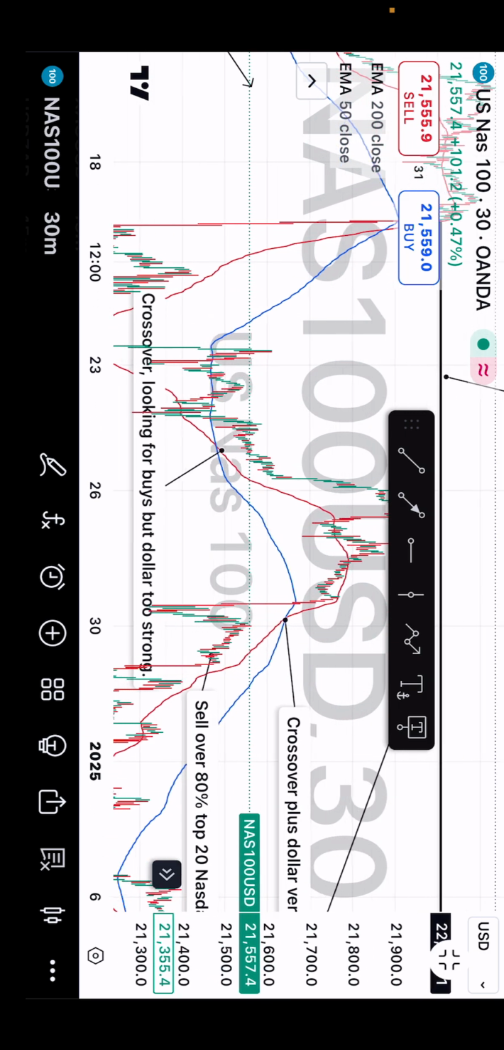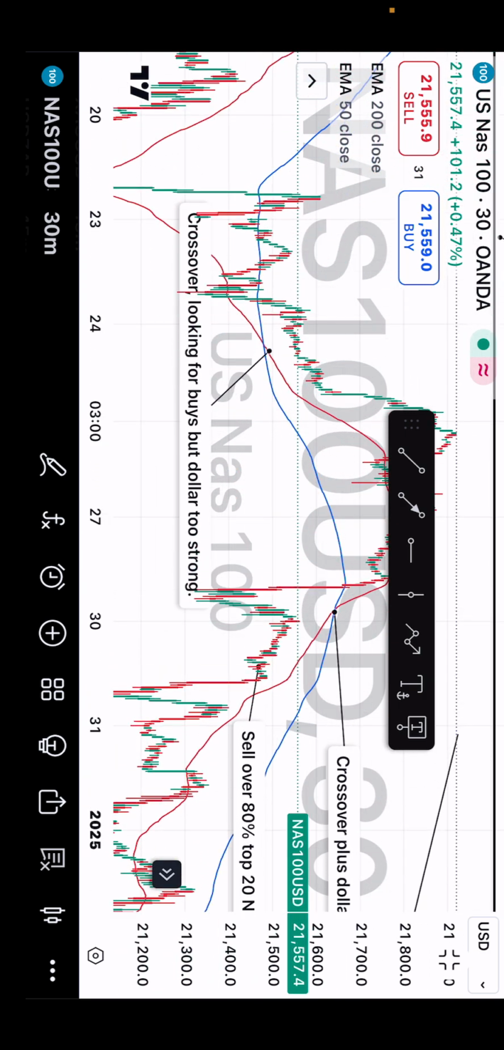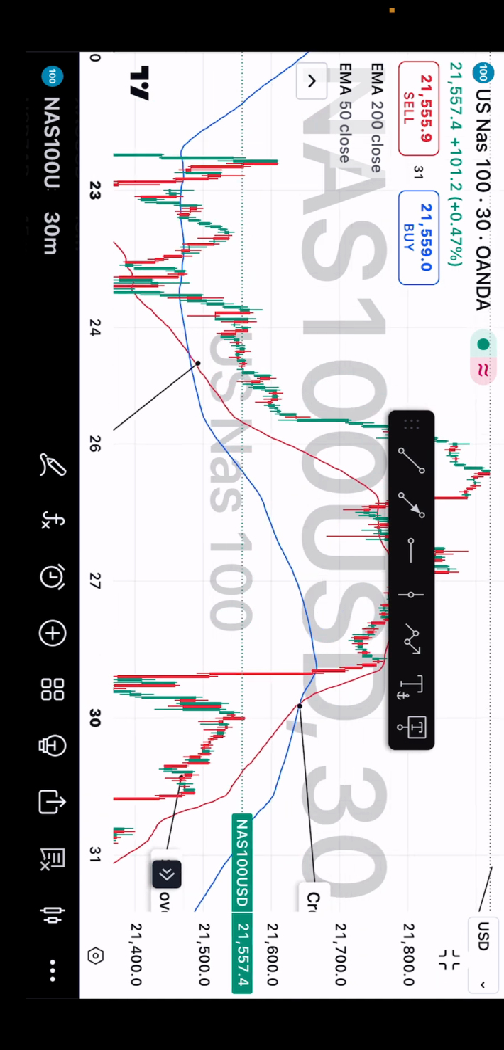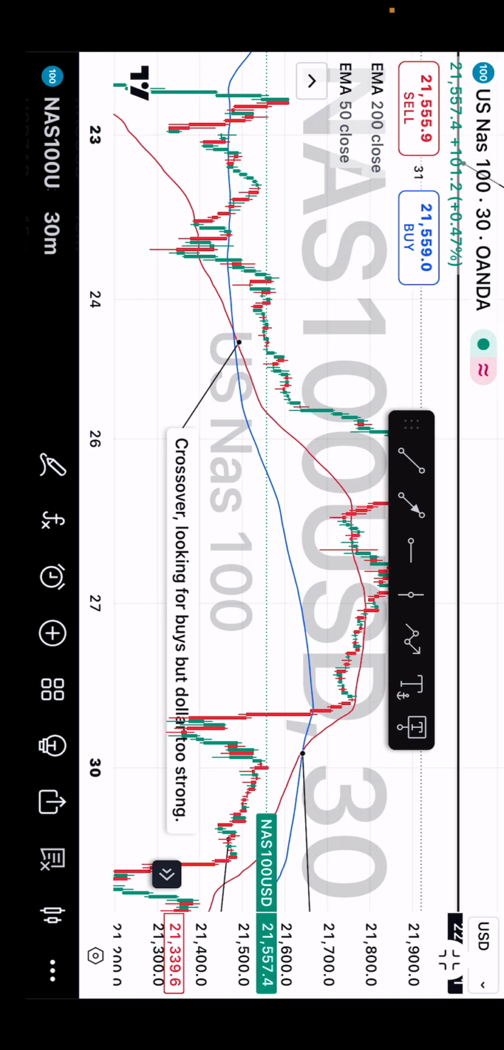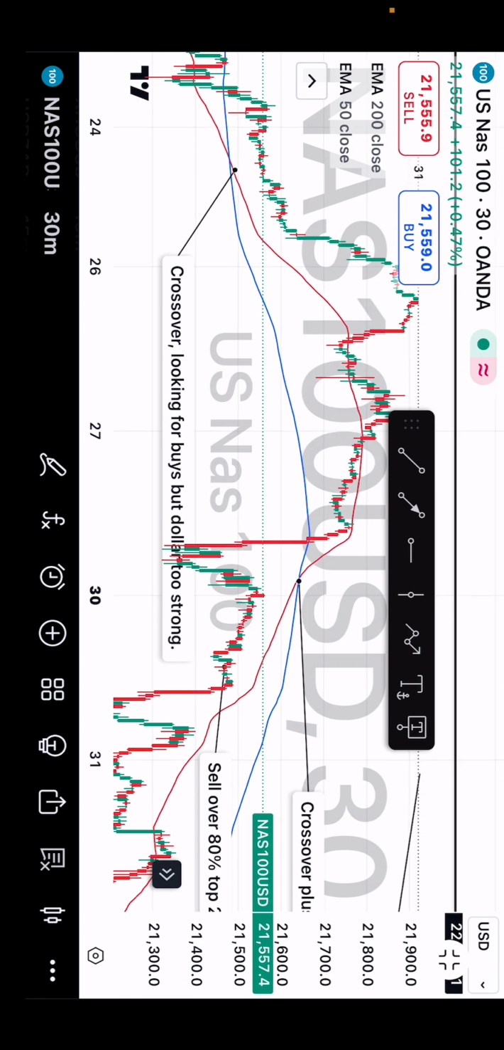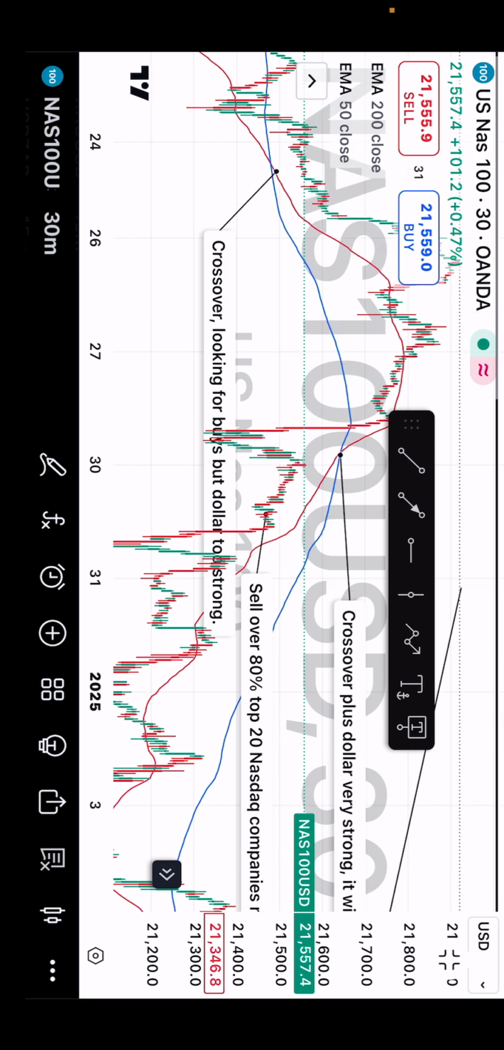The Nasdaq decided to trick people. It crossed over to the upper side. Now, because I have experience, I knew that, okay, this crossover means we are looking for buys, but the dollar is still too strong. So if the dollar is too strong, it doesn't make sense for us to be buying. I relaxed, and look what happened.